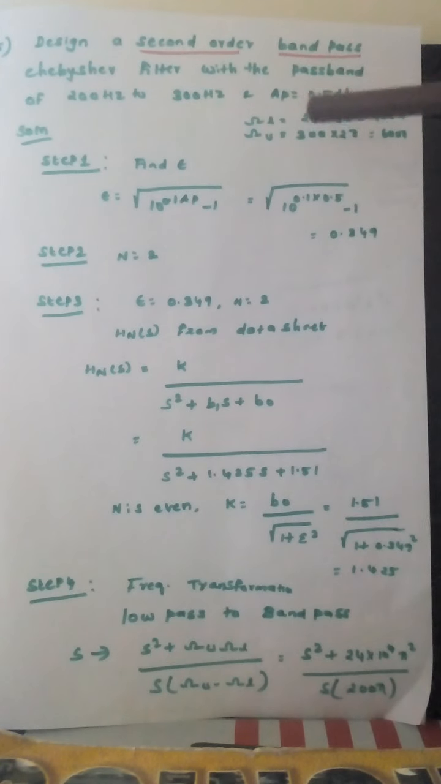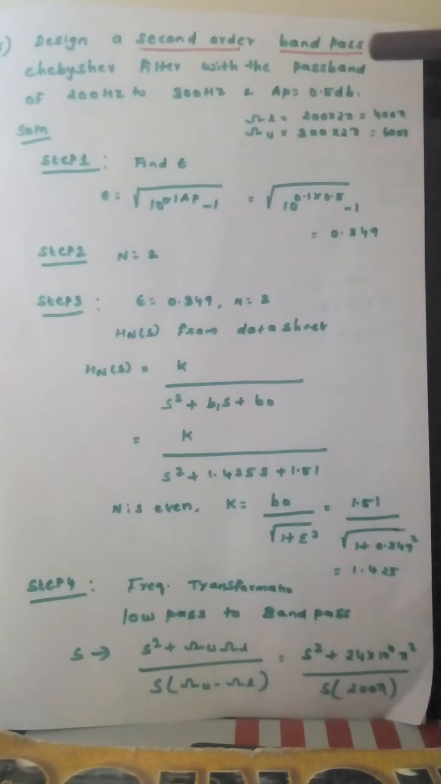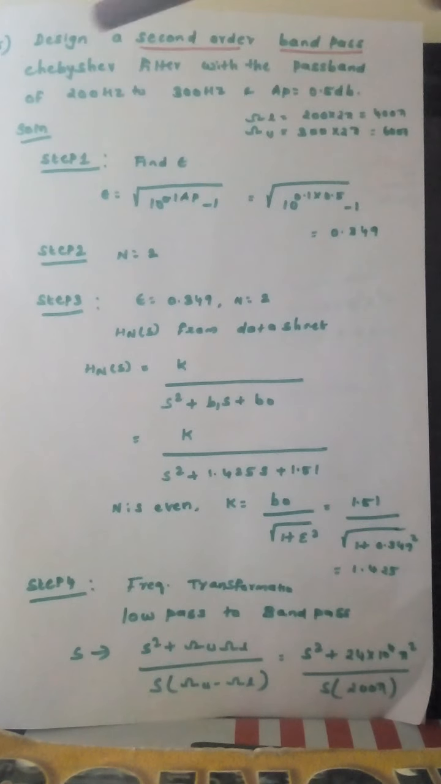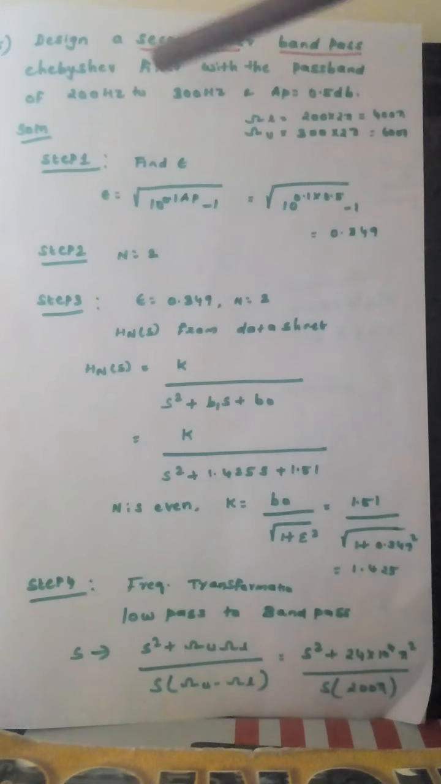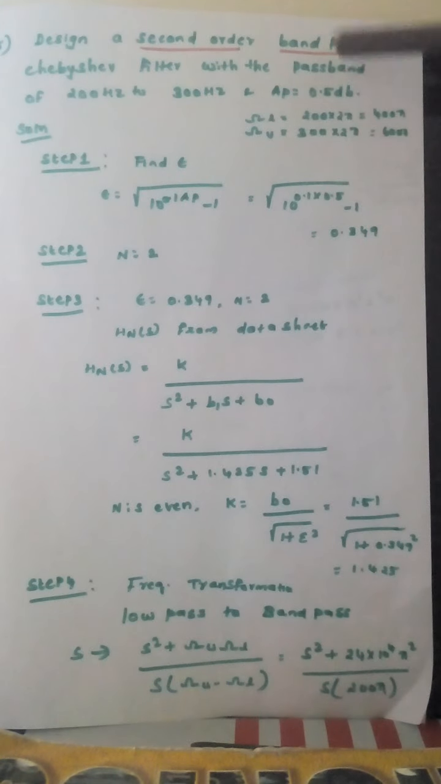Now we'll see the fifth problem. Design a second order band pass Chebyshev filter with the passband of 200 Hz to 300 Hz and Ap equal to 0.5 decibel. So here we have to design a band pass. That means we have to do the frequency transformation from low pass to band pass. We have to do the remaining procedure.